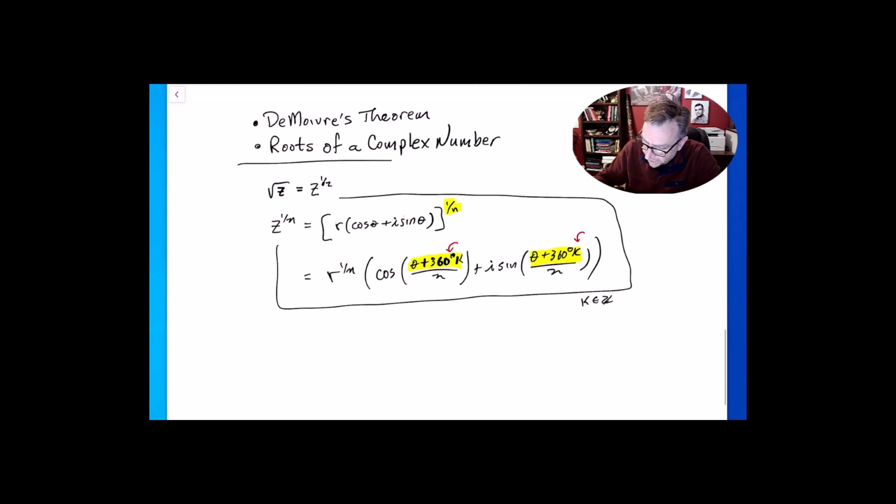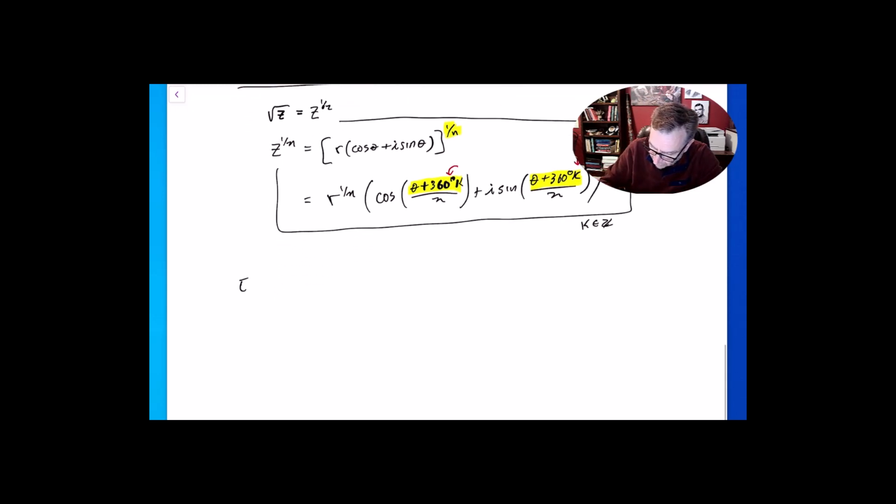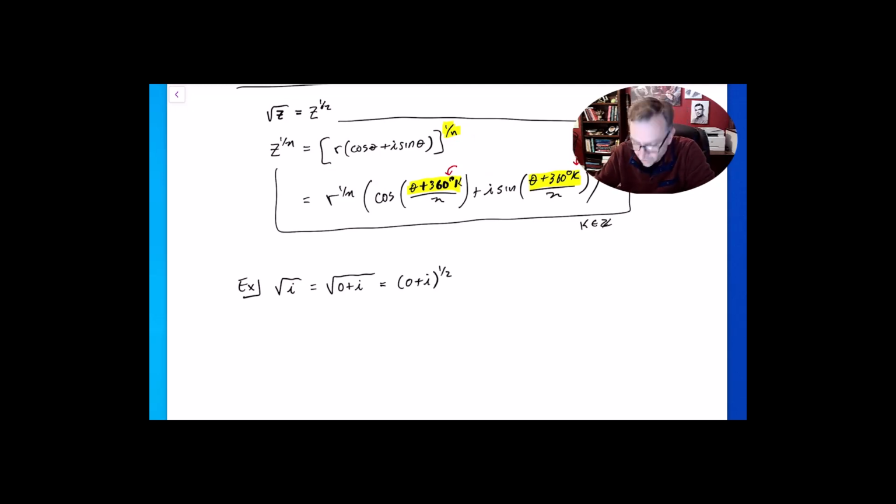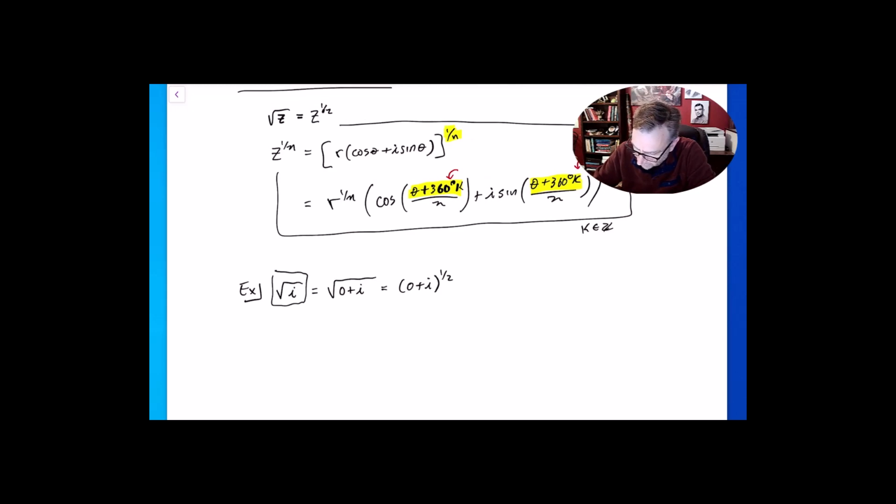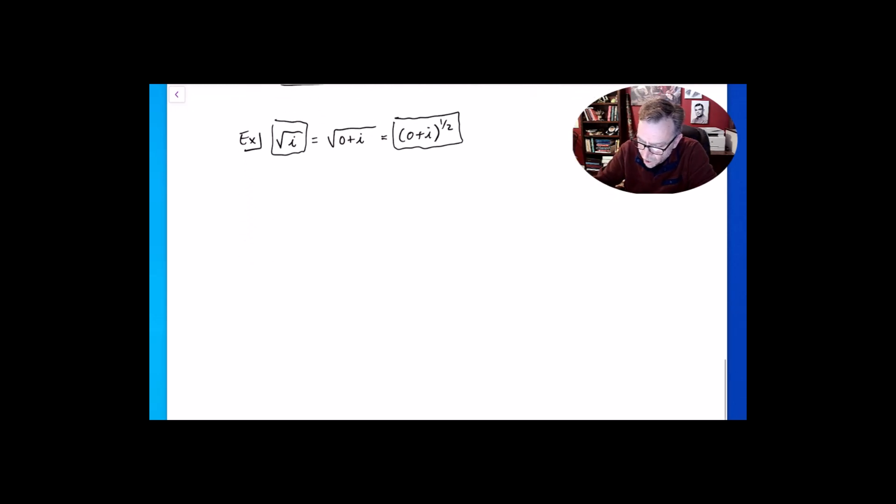So what we're going to need to be able to do is this. What if I wanted to take the square root of i? So the square root of i is going to have 2 solutions. There's 2 square roots of i. And I can rewrite this as the square root of 0 plus i, or 0 plus i to the 1/2 power, right? So that's what we're looking to do. Square root of i is the same thing as this. And so we'll apply DeMoivre's theorem to this.